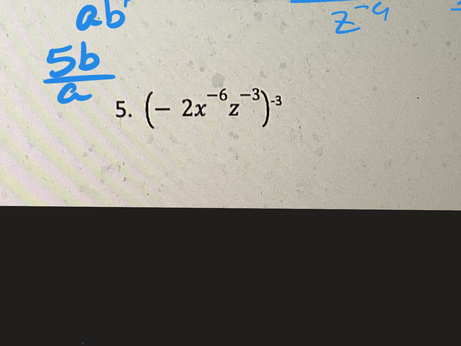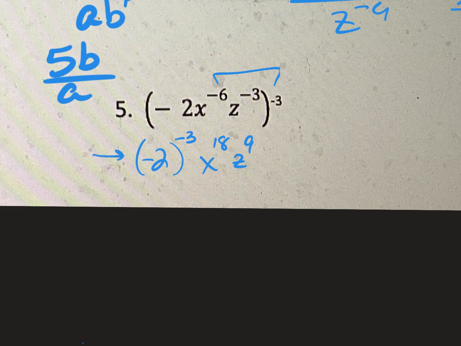Number 5, that negative 3 goes for everything, so be careful here. It's negative 2 to the negative 3 power. Multiply the other ones. Remember, exponent in and out, you multiply. Negative 6 times negative 3 is positive 18. Negative 3 times negative 3 is 9. The 18 and 9, the x and z's are great.